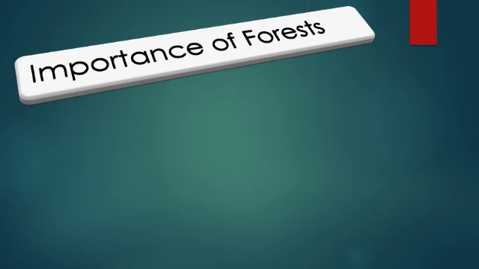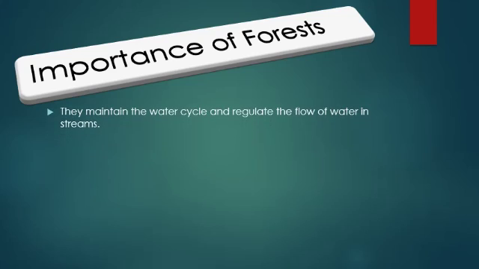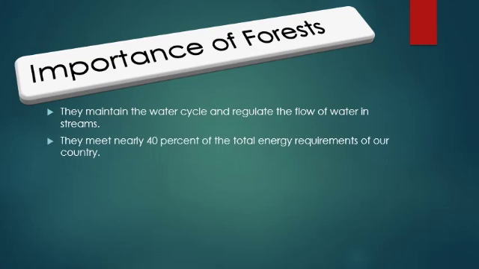We get a variety of products from forest. Wood, used either as timber or firewood, is the most important product. Other products include lac, resin, gum, cellulose, fodder, tender leaves and medicinal herbs. The forest plays an important role in our economy, as they maintain the water cycle and regulate the flow of water in streams. They meet nearly 40% of the total energy requirements of our country.